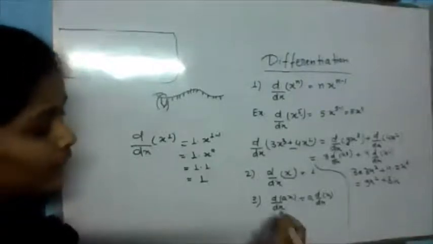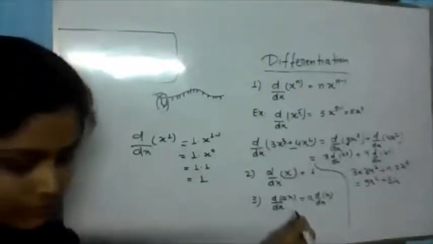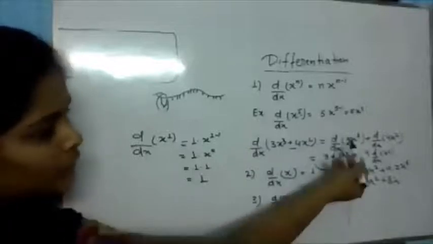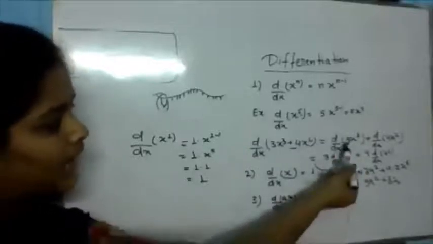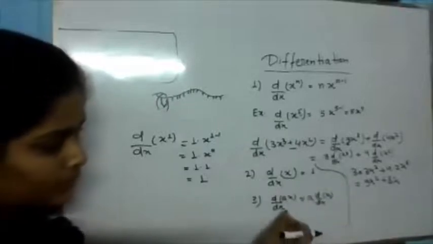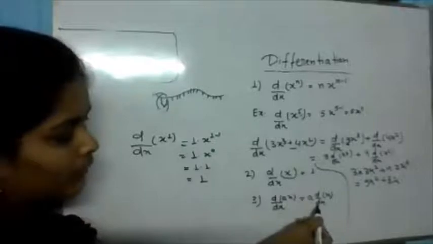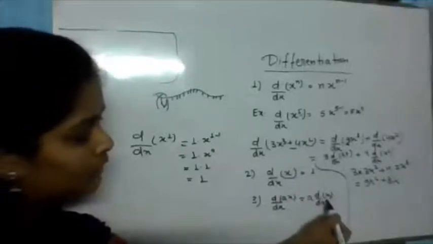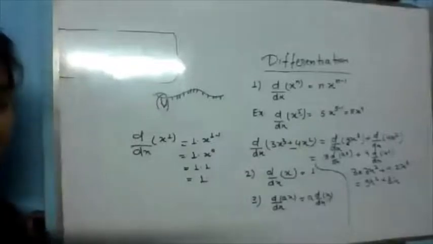Okay. If in my function I have any constant term, as I told you, then we have to take out this constant term like this, a d upon dx, and we operate this on the variable. Is this clear?